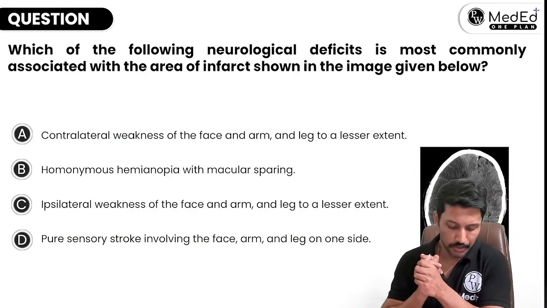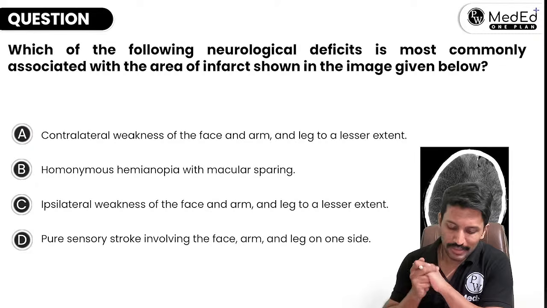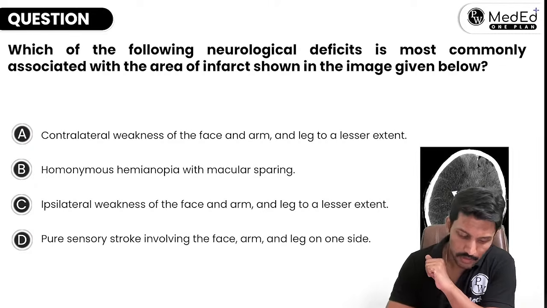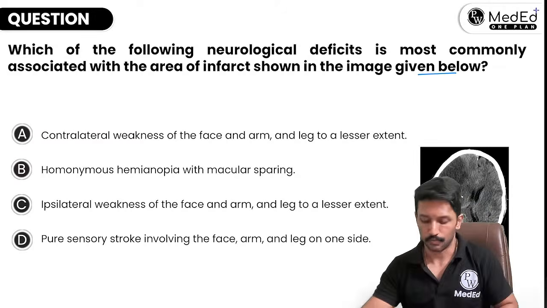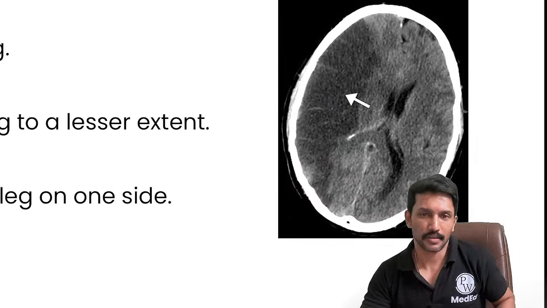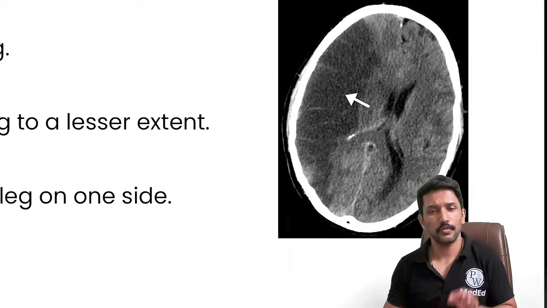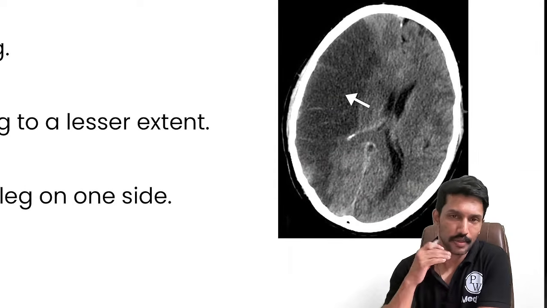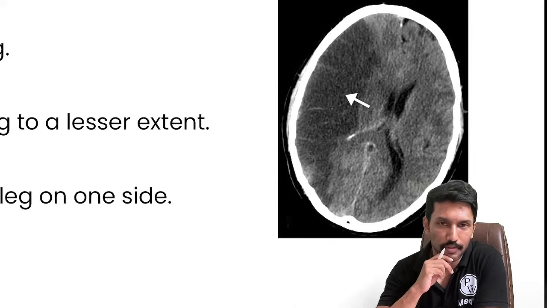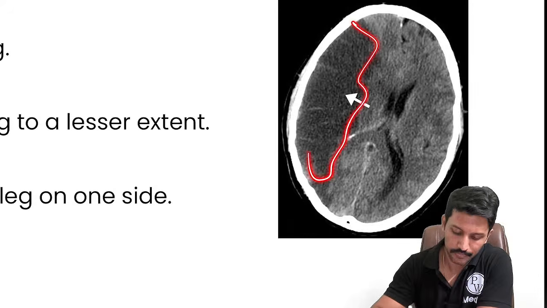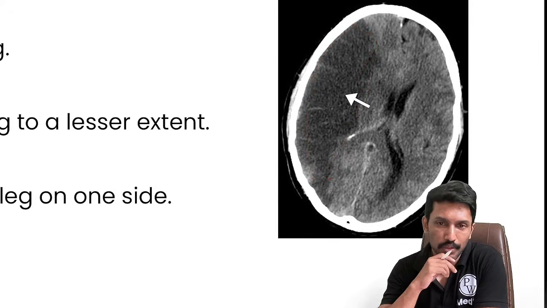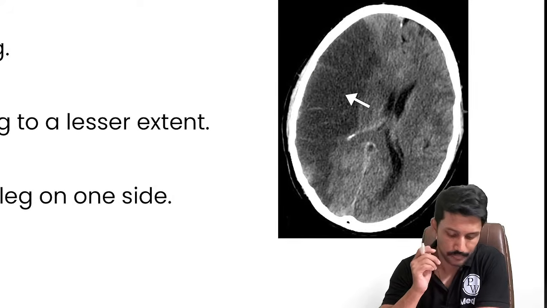Okay, next question. Which of the following neurological deficit is most commonly associated with the area of infarct shown in the image given below? So you can see an infarct here. And now you should tell me which artery is likely involved here if this part of the brain is showing infarction. What is the blood supply to this part of the brain? Is it middle cerebral artery, posterior cerebral artery, or anterior cerebral artery? What is the blood supply?